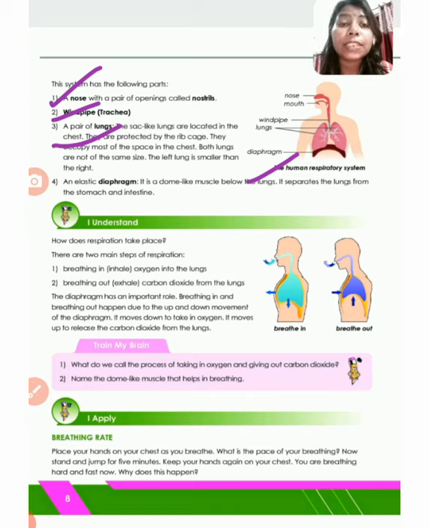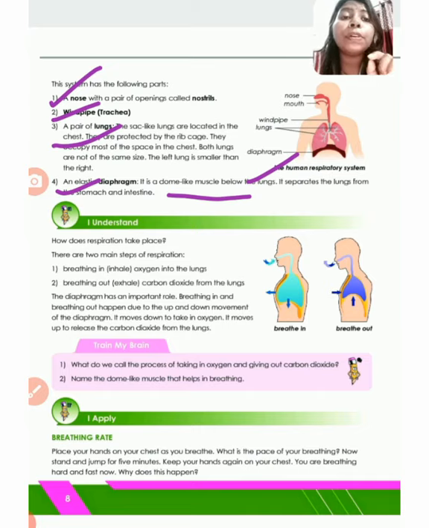The two lungs are not of the same size. The left one is smaller than the right one. Below the lungs we have the diaphragm. The diaphragm is a dome-like muscle. We have already read about it in the previous chapter. It helps the lungs to inhale and exhale the air.